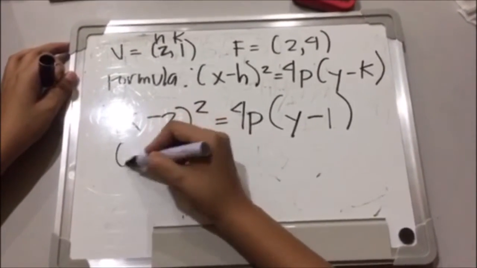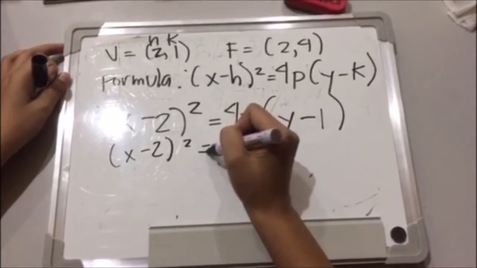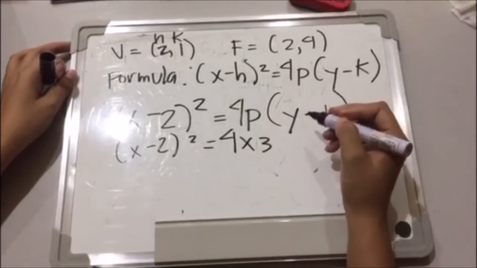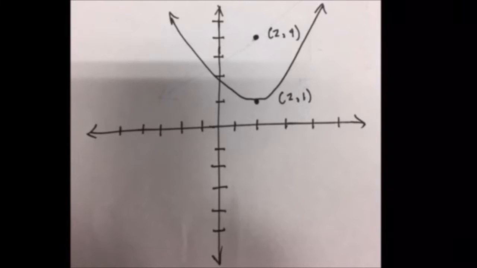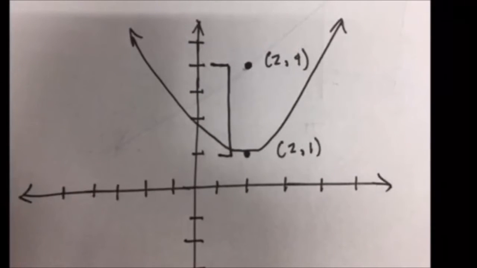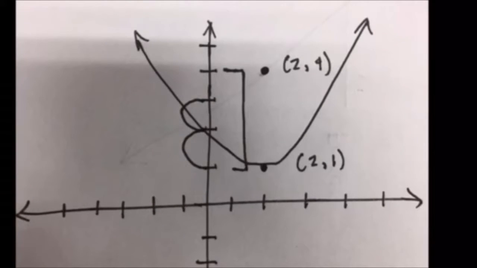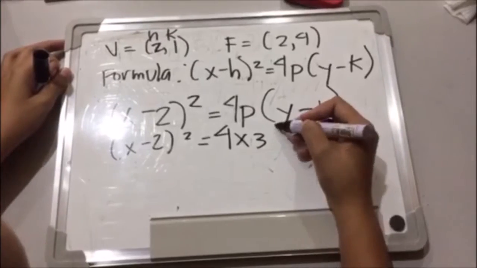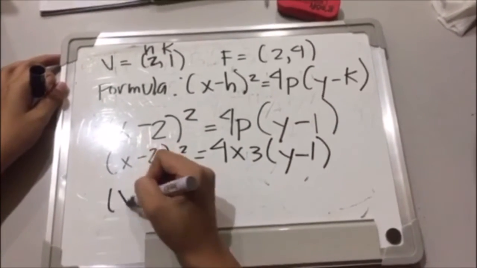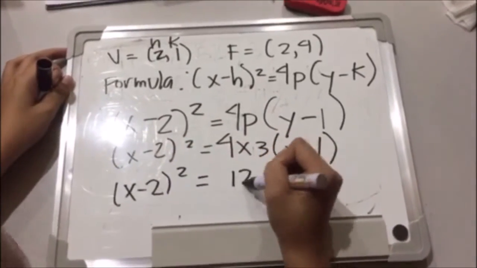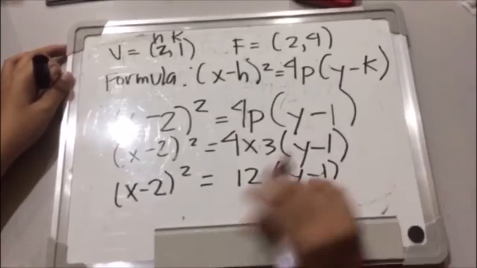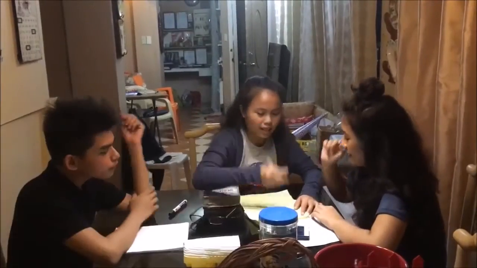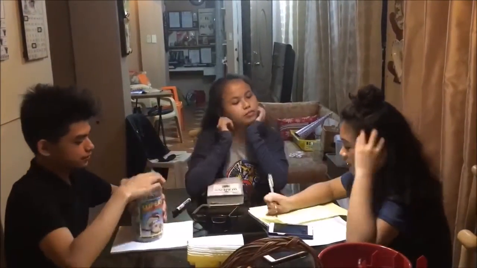So now let us continue. So copy (x minus 2) squared is equal to 4 times 3. If you wonder where I got 3, if we're going to graph this given, as you can see, you should count the distance from the vertex to the focus. So that's 1, 2, and 3. So 3 is the distance. So (x minus 2) squared is equal to 4 times 3, which is 12, and then copy y minus 1. So that is now the equation of the parabola.